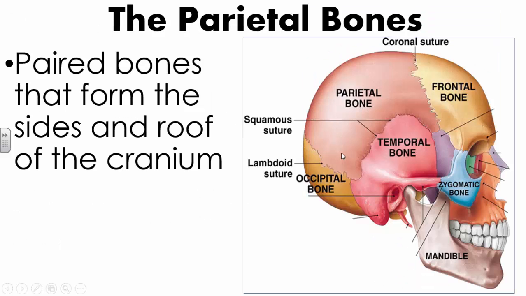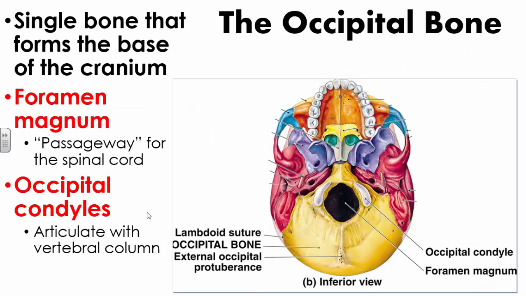Parietal bones, you're looking right now at the right parietal bone. It would be the same on the left side. This one forms the majority of the roof of the cranium. The occipital bone is the base of the skull. So it forms the floor. We flip the skull over to look at the inferior view. The occipital bone has 2 different bony markings that you will be expected to know.